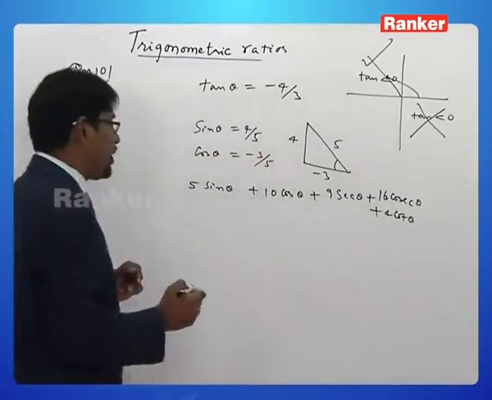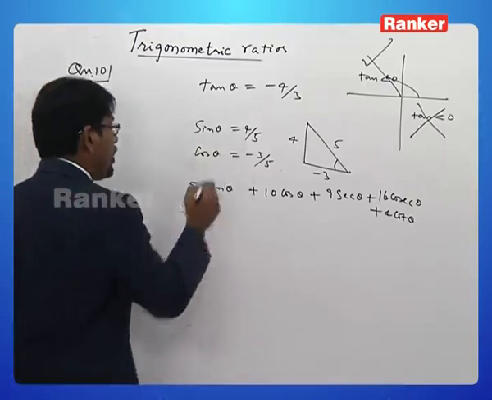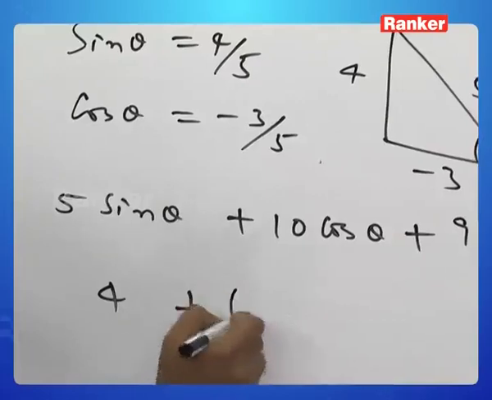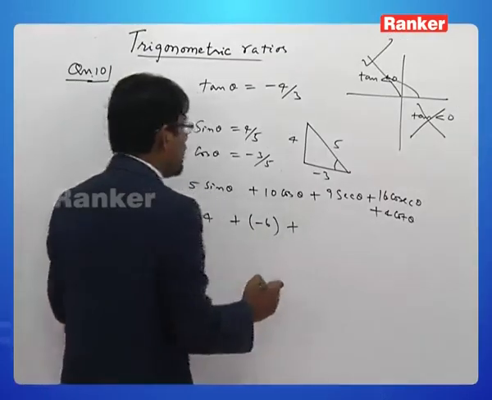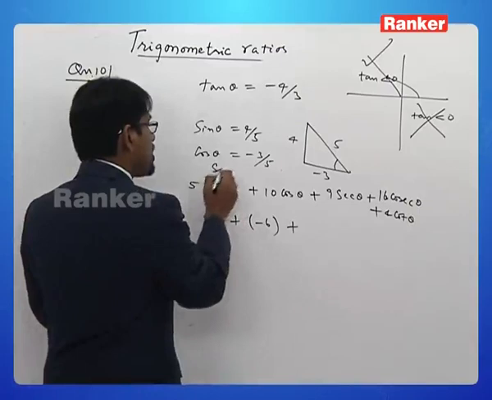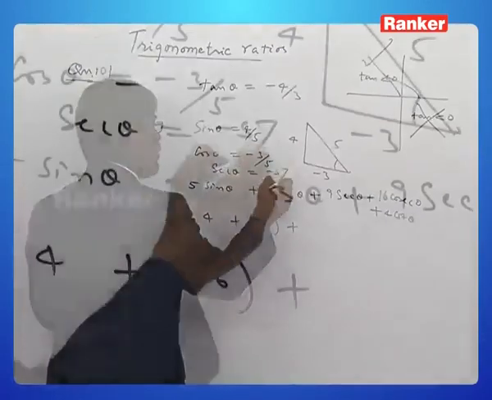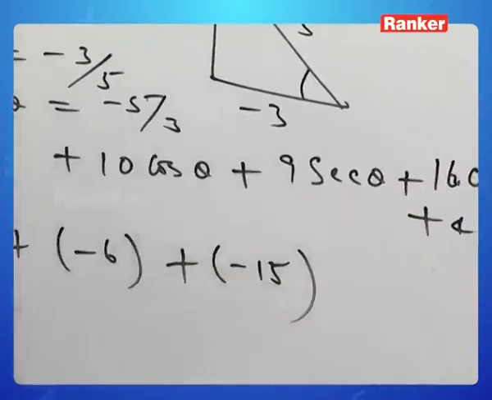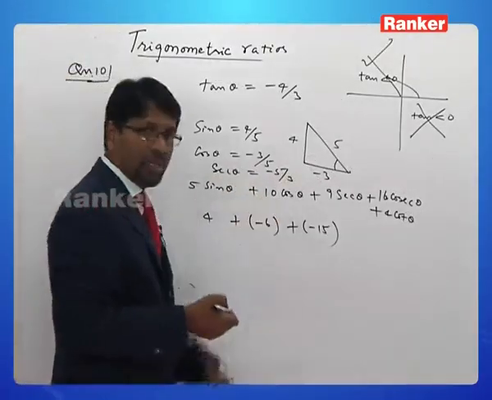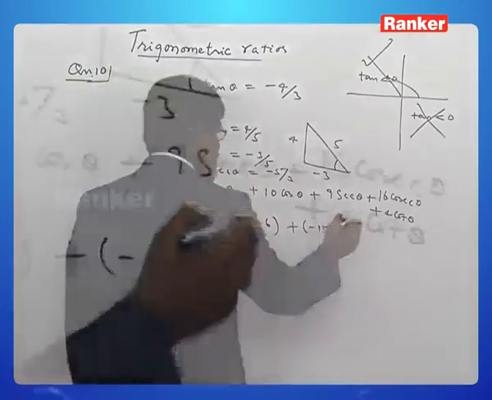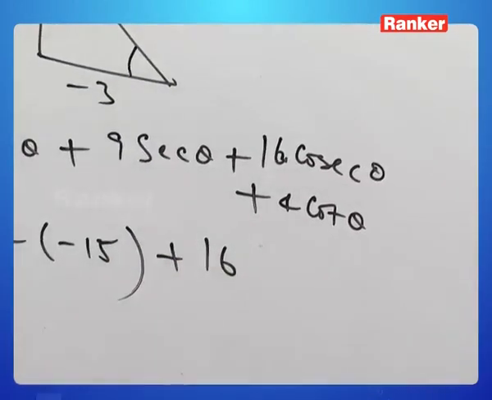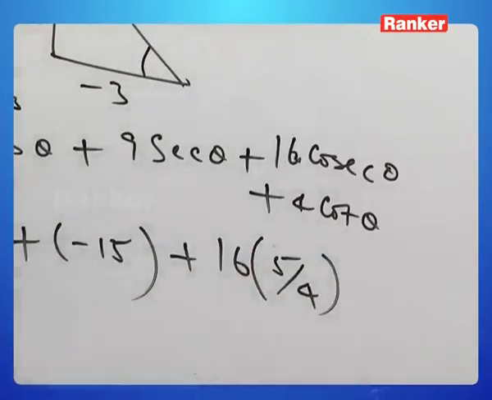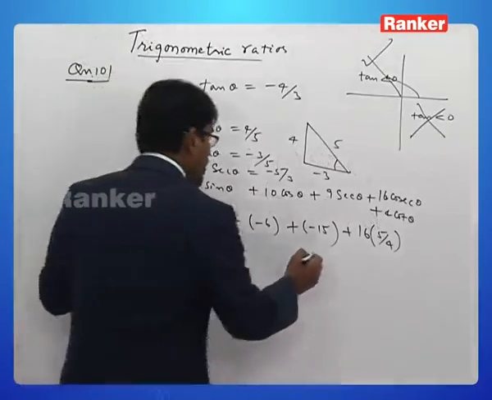So let's plug in the values here. What is 5 sin theta? 4. 10 cos theta, minus 6. 9 secant theta. Secant theta is minus 5 by 3. So 9 secant theta will mean minus 15. 9 into minus 5 by 3, that will make it minus 15. Plus 16 into cosecant theta. What is cosecant theta? 5 by 4. So 16 into 5 by 4, that is 20 there. Plus 4 cot theta.